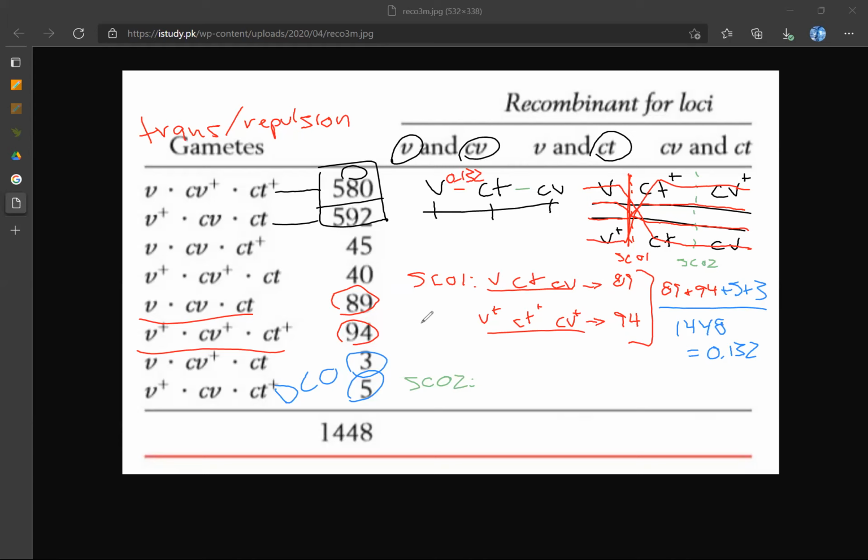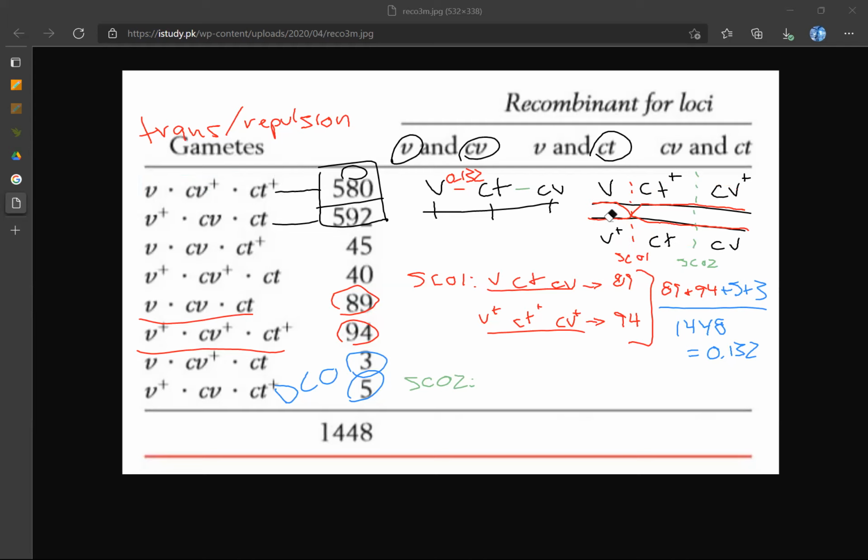Yes, it depends on the gametes you're given. Because if we are given this in any different combination, like if this were V plus and then regular CV, this whole cross would be different, because the middle gene might not be the same. So it all depends on what you're given. You just have to try your best. So I'm going to also get rid of these.